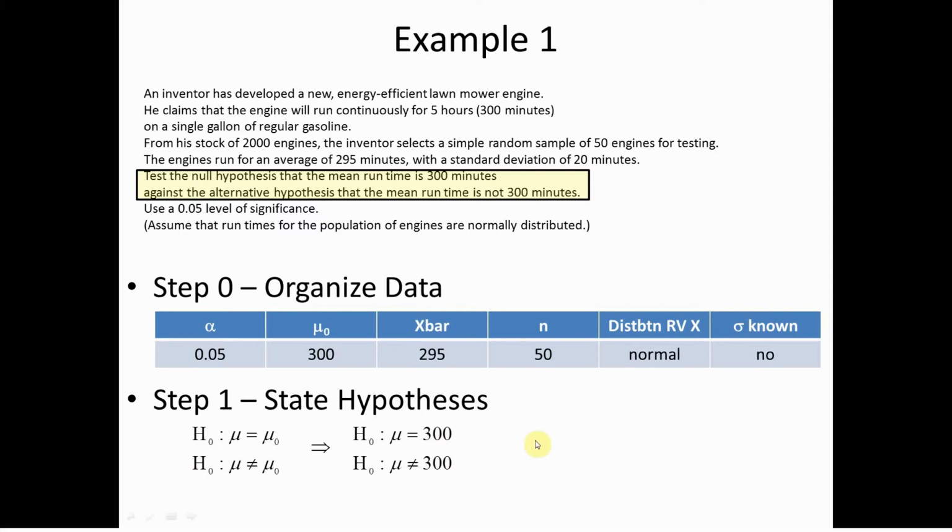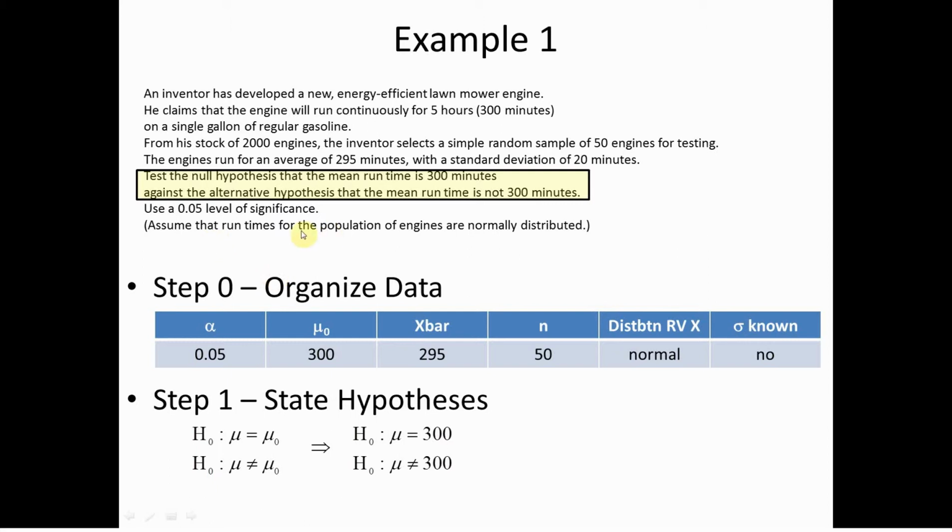So here's what we're going to do first. We're going to write down some of the given information. We have to know alpha, that's 0.05. We have to know the hypothesized value. What is the value that he's putting a belief in? Well, it's 300 minutes, right? The sample mean, the estimator, is 295. We have 50 engines in our sample, so that's the sample size.